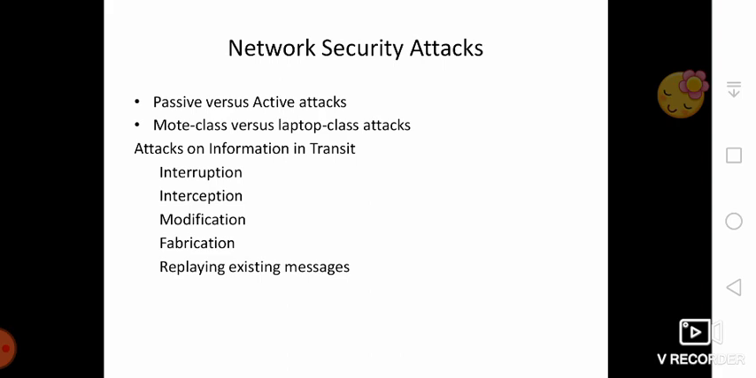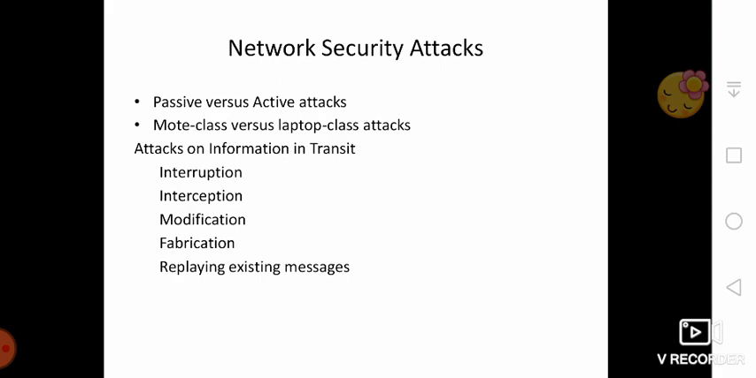Then fabrication. An adversary injects false data and compromises the trustworthiness of information. This threatens message authenticity. The main purpose is to confuse or mislead the parties involved in the communication protocol. This operation can also facilitate a DoS attack by flooding the network.